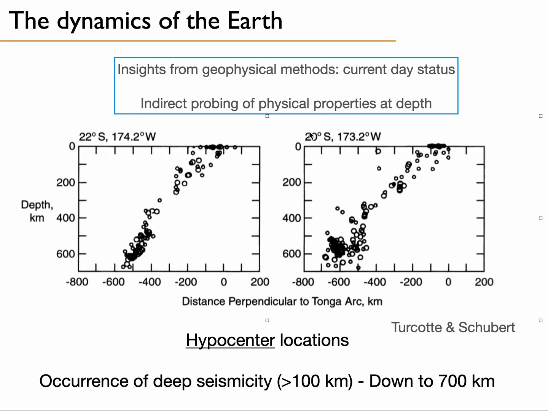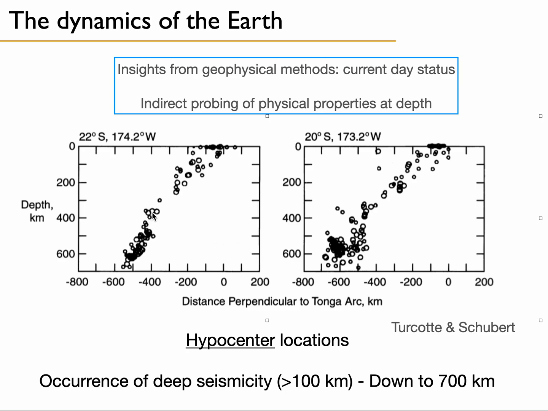And it's an indirect probing because we try to measure some physical properties below the surface of the Earth. One thing that can be measured is, for example, the focal mechanisms or the hypocenters of earthquakes. You see here two sections taken in the region of Tonga, and what is being plotted is the position of the hypocenter in a depth by coordinate plot. So now we get an idea about the structure at depth.